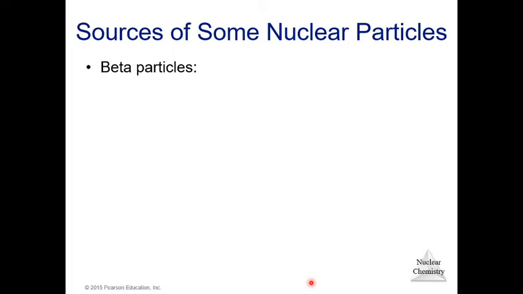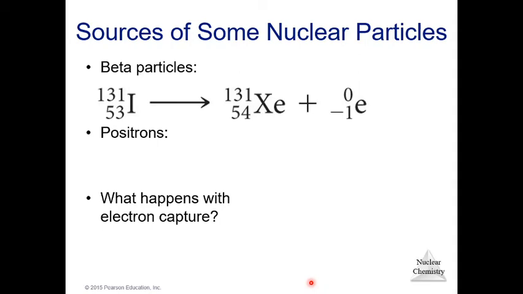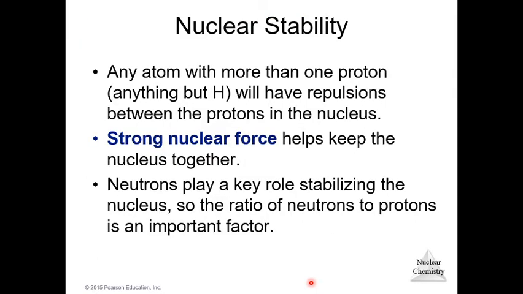Here are some sources of nuclear particles. A source of beta particles is iodine-131, for example. There are actually a lot of sources of beta particles, not just that. This is just an example. Sources of positrons: you can think of a proton turning into a neutron and a positron. It's not really what it is, but it's an oversimplification that will work. With electron capture, a proton will grab the electron and turn into a neutron. Again, it's an oversimplification, but it's an easier way to think about it.